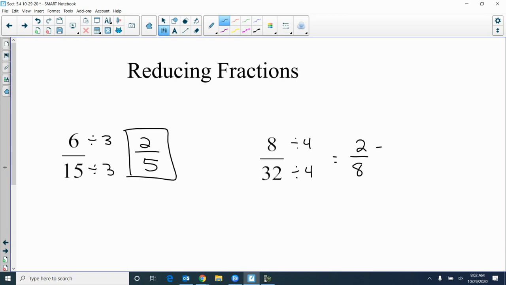2 will go into both. And so 2 divided by 2 is 1, and 8 divided by 2 is 4. Well, all that means is you might have to do it twice. That means right here, you could have picked a bigger number that goes into both of them.